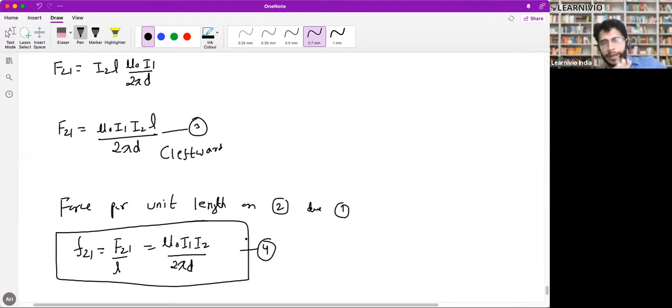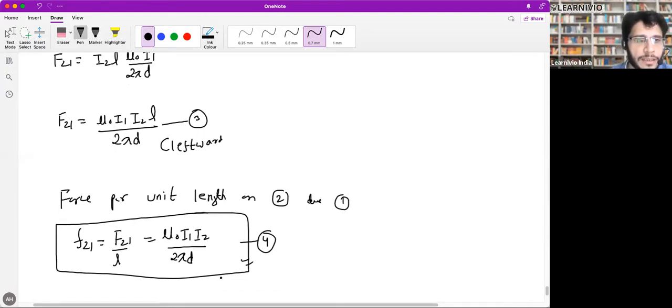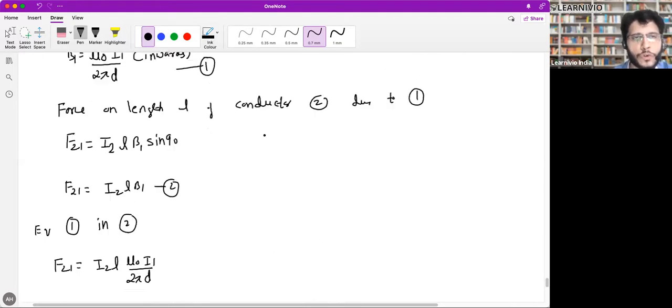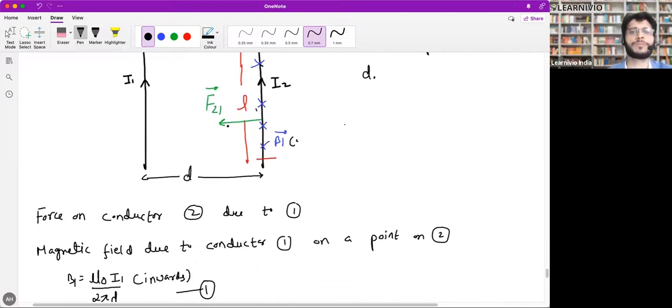The advantage of having this relation, the force on unit length, is that if you know the force on 1 meter length, then you can easily calculate the force on 5 meter length, just multiply it by 5. If I ask you to calculate the force on 10 meter length, just multiply it by 10. So this is a very important relation. Force per unit length is mu naught I1 I2 by 2 pi D, and the direction is leftwards. So that was the force on conductor 2 due to conductor 1.